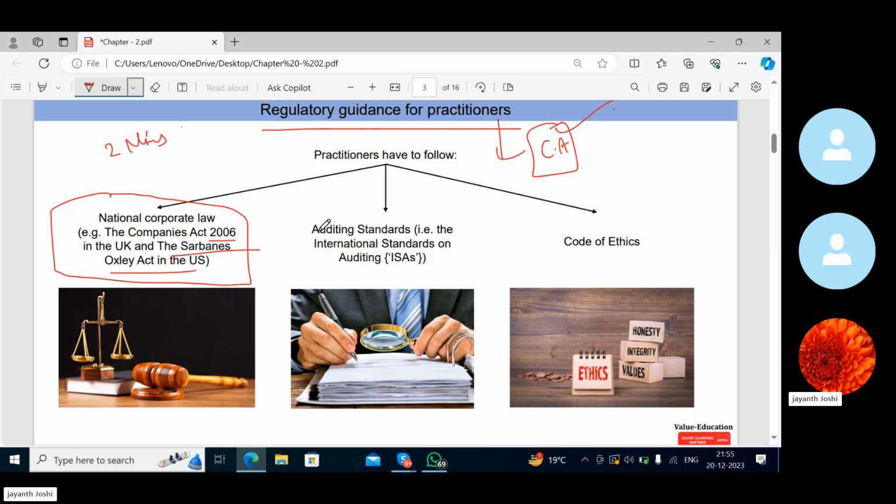And then they have to follow all the audit standards, ISAs, that is International Standards on Auditing, right? And then Code of Ethics as well. This is very important, very, very important. To be always remembered, okay? Next point.